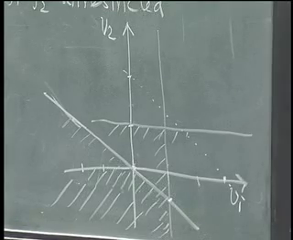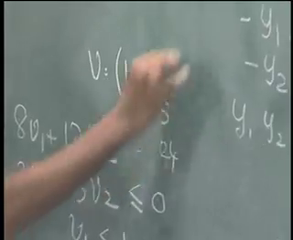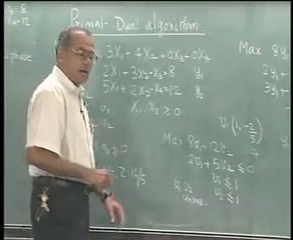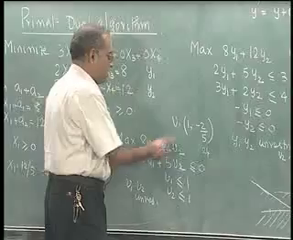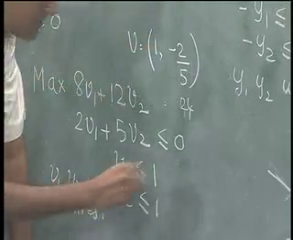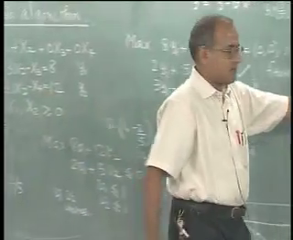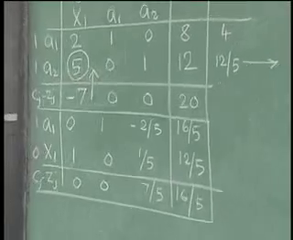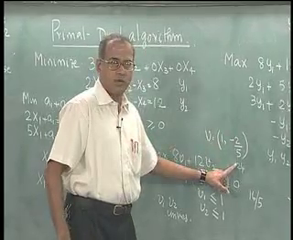So, the optimum solution is V1 is equal to 1, V2 is minus 2 by 5. Now, note that the objective function value here, this is minus 24 by 5 plus 8, which is plus 16 by 5, which is exactly what we got here as plus 16 by 5. So, we now have a new V which is given by 1 and minus 2 by 5.